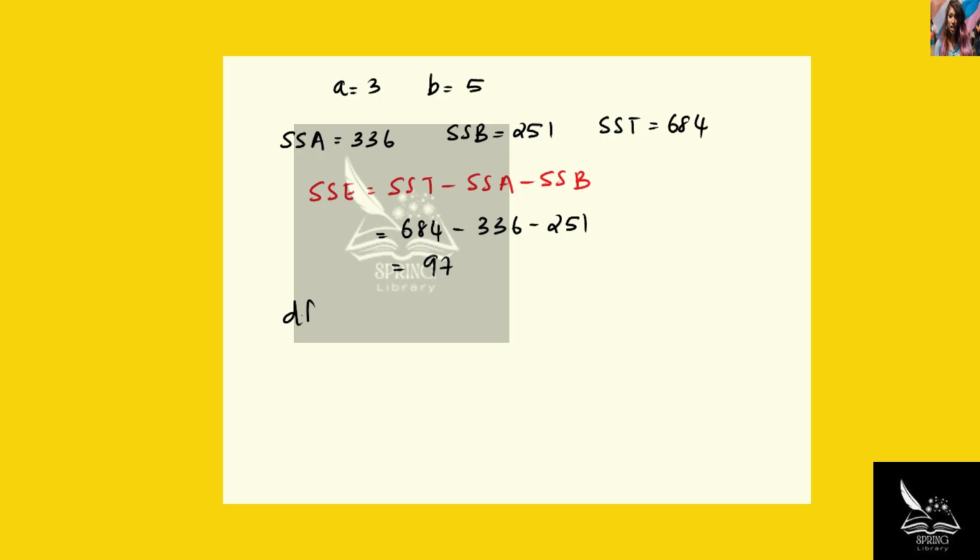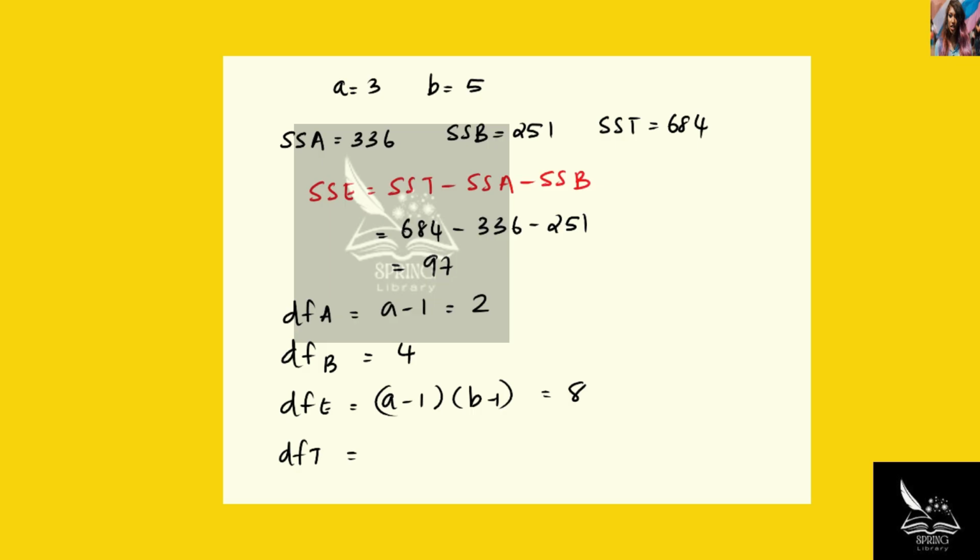Now, degrees of freedom of A is A minus 1, which is 3 minus 1, 2. Degrees of freedom of B is B minus 1, which is 5 minus 1, 4. Now, degrees of freedom of error is A minus 1 into B minus 1, which is equal to 2 into 4, 8. Degrees of freedom of total is 15 minus 1, which is 14.